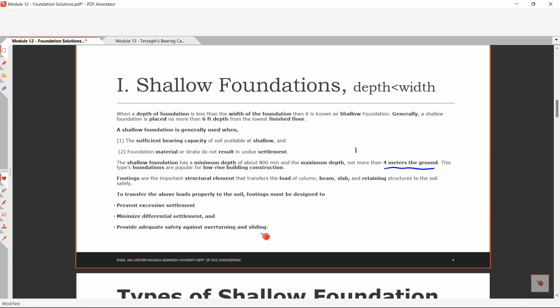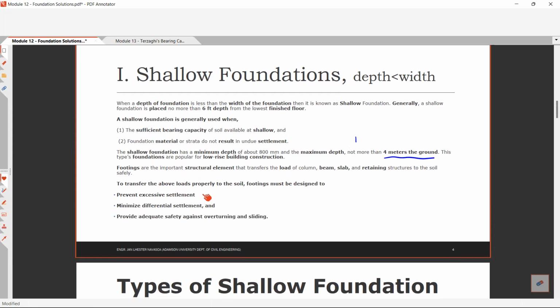So footings are the important structural element that transfer the load of a column or a beam or a slab or a retaining structure to the soil safely. To transfer the above loads properly to the soil, footings must be designed to prevent excessive settlement, minimize the differential settlement, and provide adequate safety against overturning and sliding.